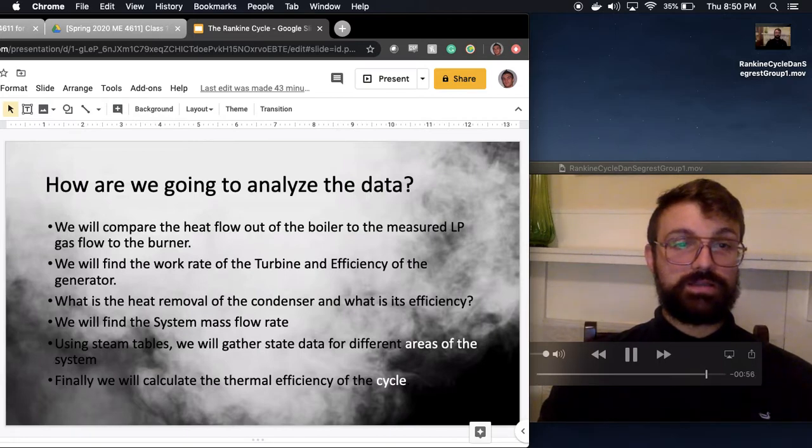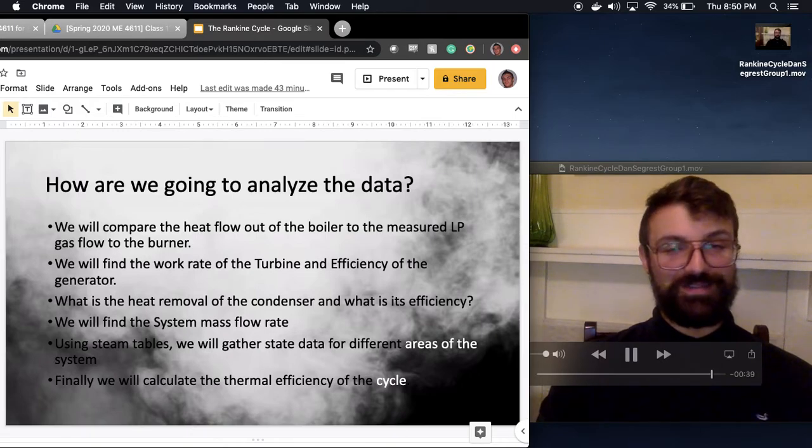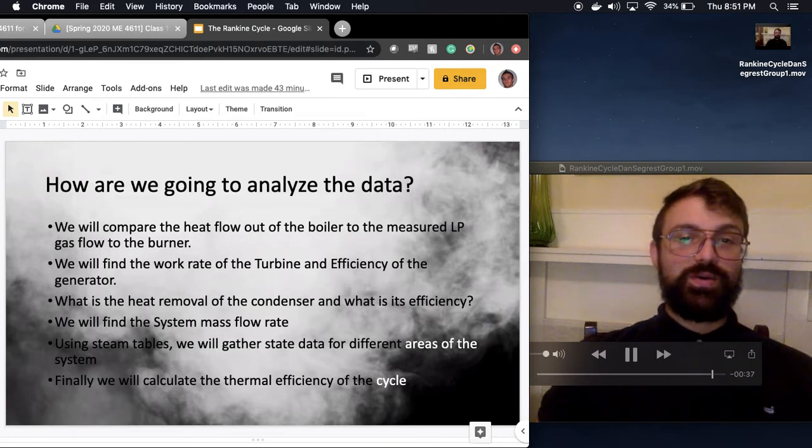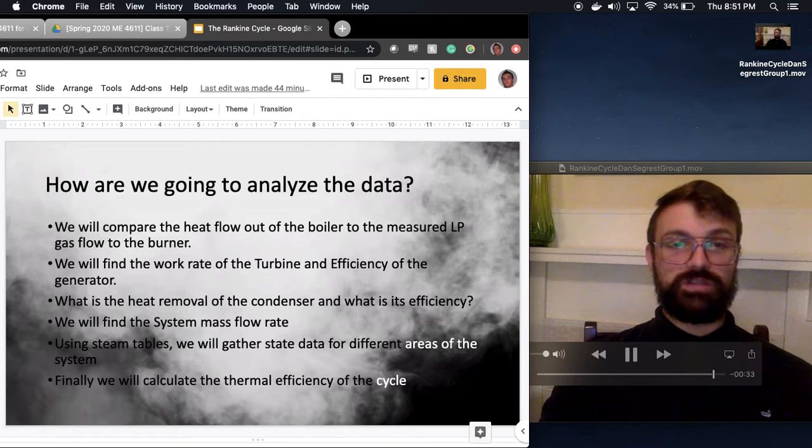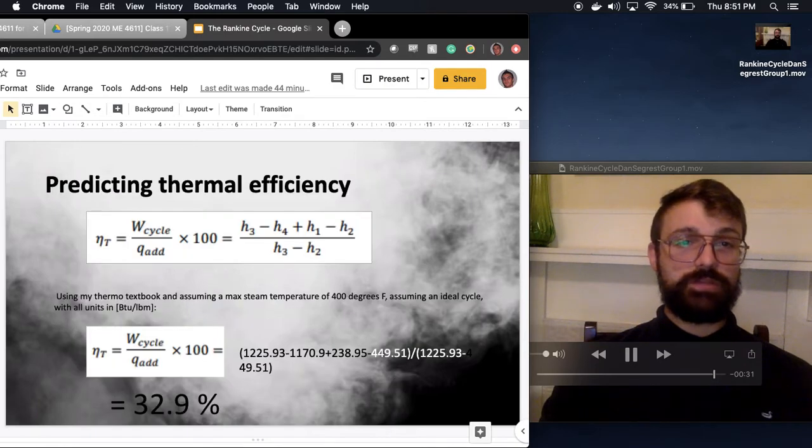We'll be analyzing this. We're going to compare the heat flow out of the boiler to the measured liquid propane gas flow to the burner. We'll find the work rate of the turbine and efficiency of the generator. We'll find the heat removed from the condenser and its efficiency, as well as the system mass flow rate. Then, using those steam tables we all love from our thermo textbooks, we'll gather state data for different areas of the system and finally calculate the thermal efficiency of the cycle as a total efficiency.